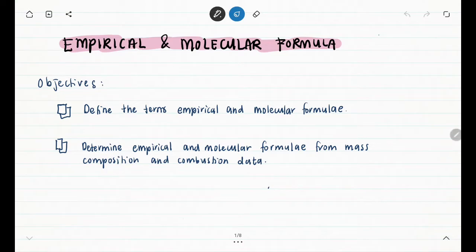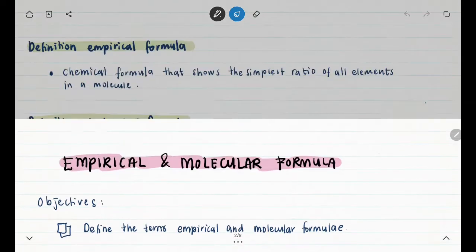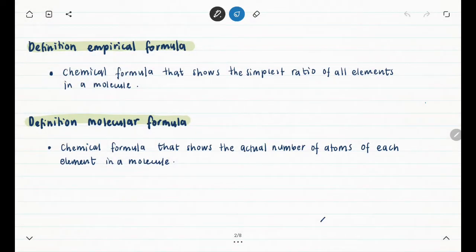Okay, so we look at the first objective, the definition of the terms empirical and molecular formula. The definition of empirical formula is a chemical formula that shows the simplest ratio of all elements in a molecule. The definition of molecular formula is a chemical formula that shows the actual number of atoms of each element in a molecule.